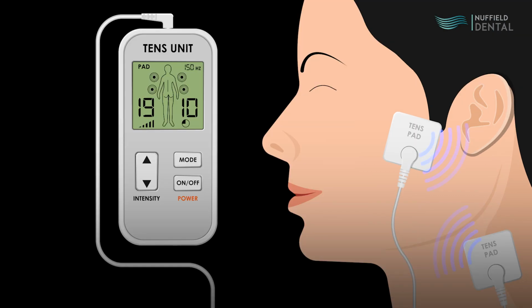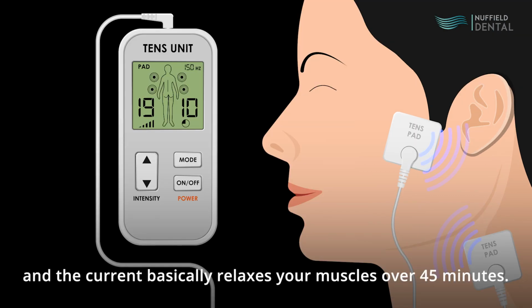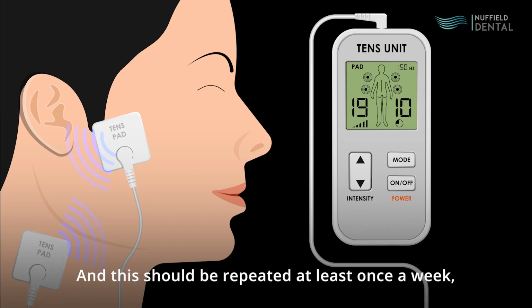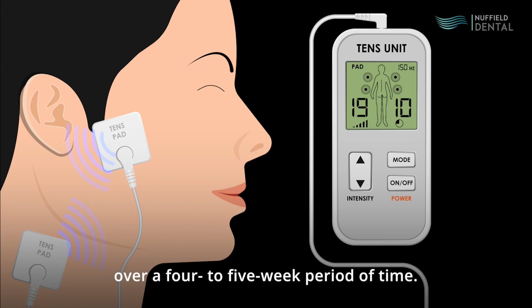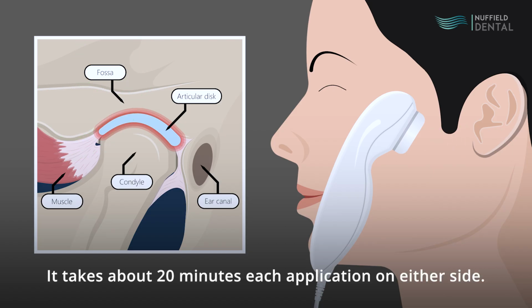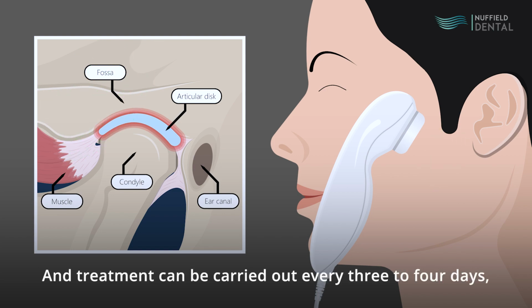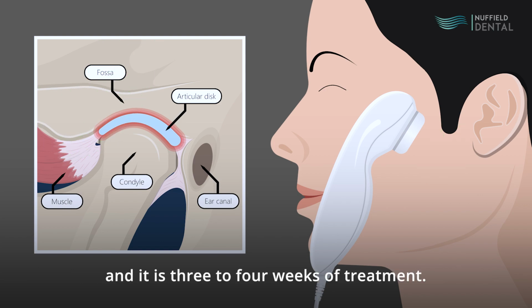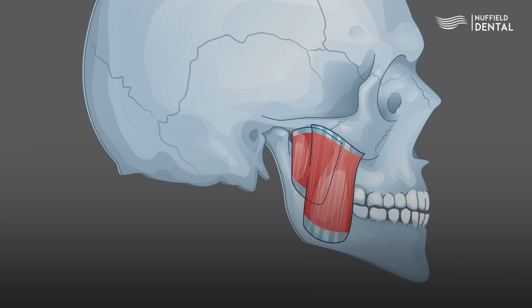We can start to do more complex work like TENS treatment, where we put on these pads on your face and the current basically relaxes your muscles over 45 minutes. And this should be repeated at least once a week over a 4 to 5 week period of time. Now, other things like lasers, it takes about 20 minutes each application on either side, and treatment can be carried out every 3 to 4 days, and it's 3 to 4 weeks of treatment.